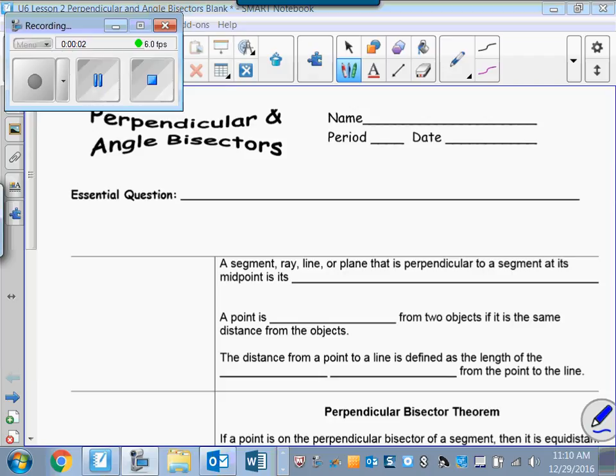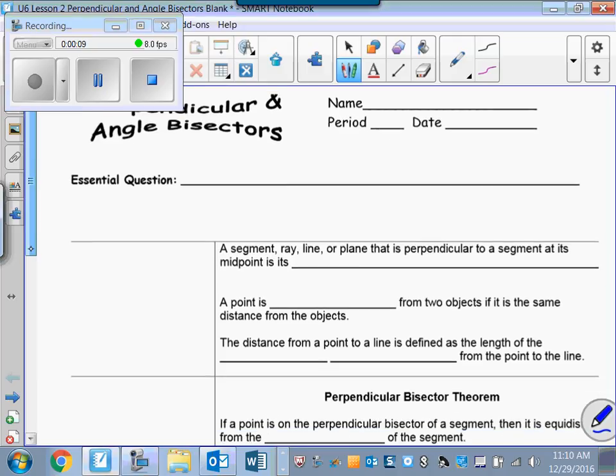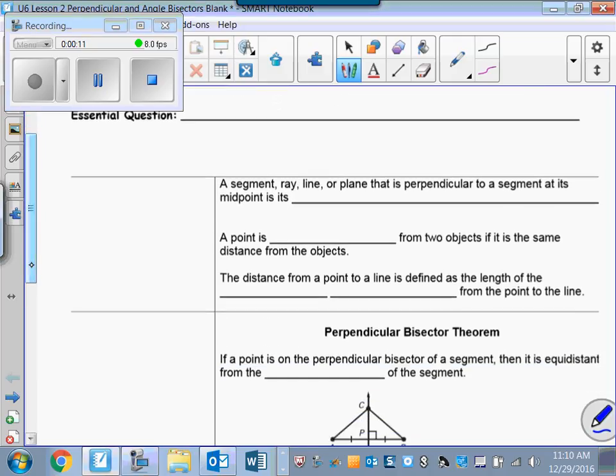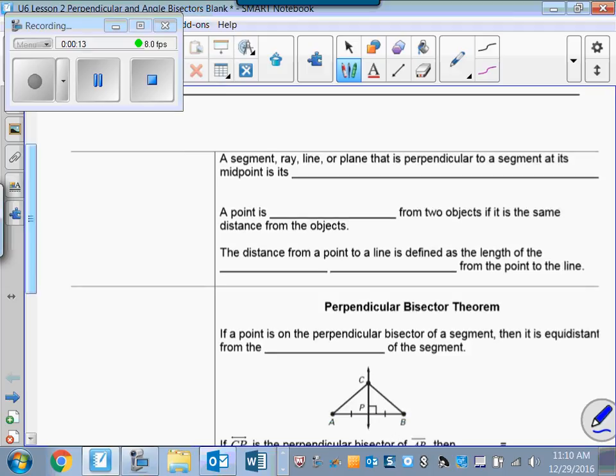Today we're going to learn about perpendicular and angle bisectors of a triangle. So I'll go through the lesson, and as always, don't forget to come back and write your essential question and your summary. Let's start with some terminology.